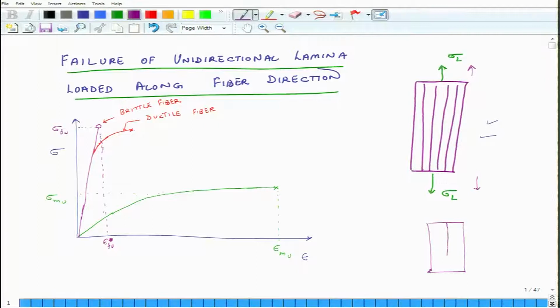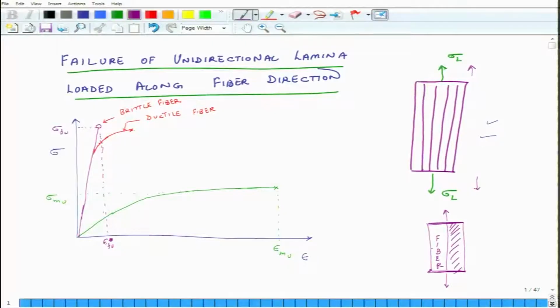So, let us say this is matrix and this is fiber, and I am pulling it like this. As I pull it, the strains in the fiber and matrix are going to be the same, because I am pulling it by the same amount. As I keep on pulling it, at some point what will first fail is the fiber, because it breaks at a smaller strain.